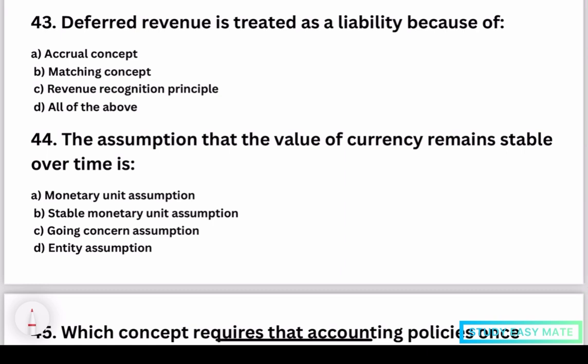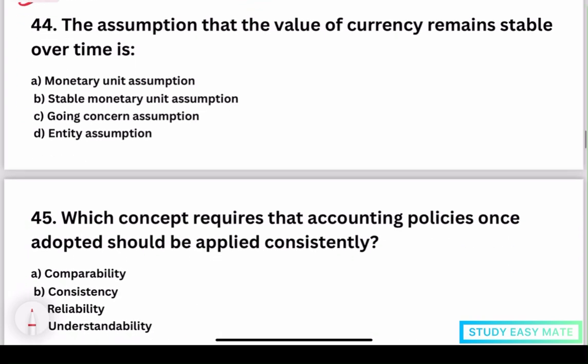Right. So for 43, deferred revenue is treated as a liability because of all the concepts. Why all the concepts? For the accrual concept, because it recognizes obligations when they arise. For the matching concept, it's matching revenue with the period when the services are performed. For revenue recognition, recognizing revenue only when it is earned. Until all these services are performed, the receipt payment represents an obligation to provide future services.